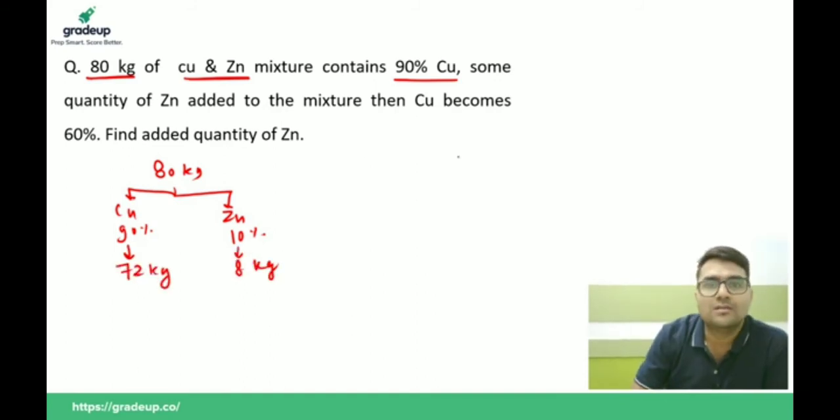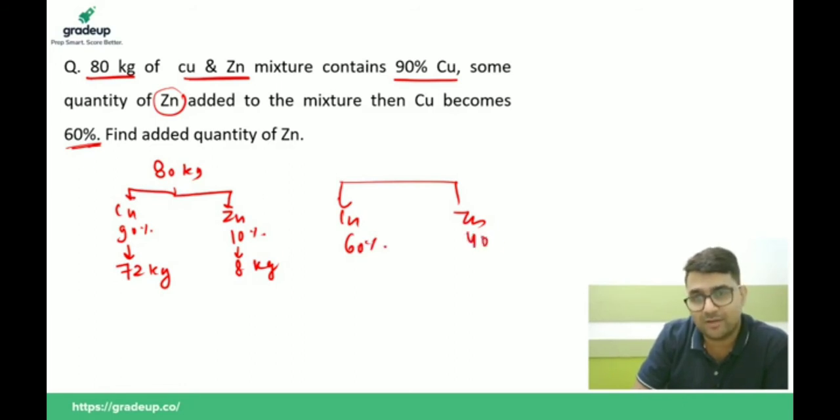Now, some quantity of zinc is added to the mixture. Then copper becomes 60%. Now the copper becomes 60%, then zinc will be 40%. Find the added quantity of zinc.